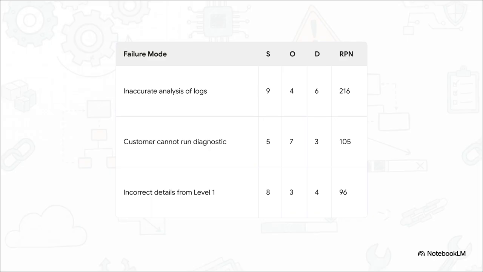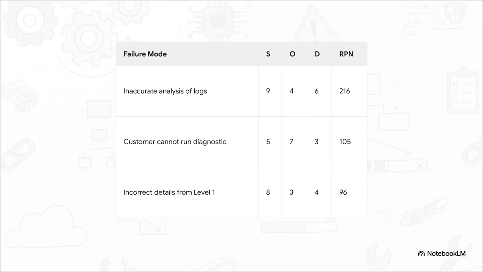Now check this out. This is where the magic happens. Look at that top line. Inaccurate analysis of logs. Its severity score is a 9. That's really bad. But look at the one below it. Customer cannot run diagnostic. It's way more likely to happen with an occurrence score of 7. But when you multiply all the factors together, that log analysis pops out with an RPN of 216, making it the clear #1 priority. And that is the absolute power of FMEA.